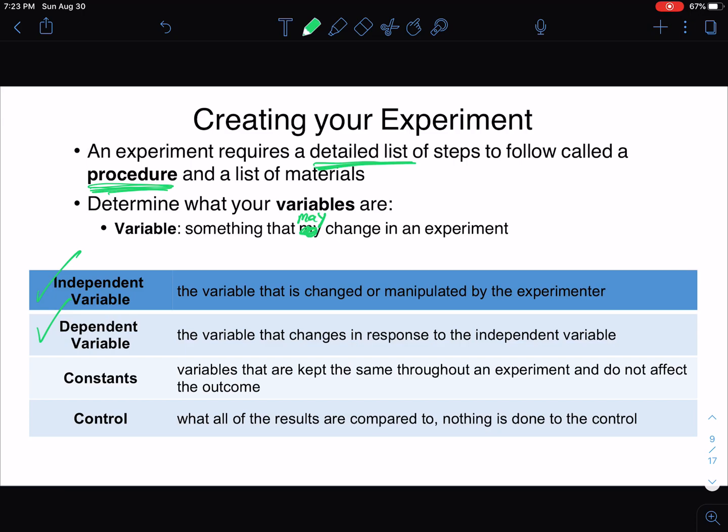The other two variables are constants and controls. Constants are the things that you want to keep the same every time you test it. For example, if we go back to the question of what happens when you tip over a cup of water, a constant would be the type of glass, the size of the glass, the amount of water, and where you're tipping it over. Are you tipping it over on carpet every time, on a table every time? Those are the different constants that you want to have the same every single time. You don't want anything to affect the experiment other than, in this case, tipping over the glass of water.